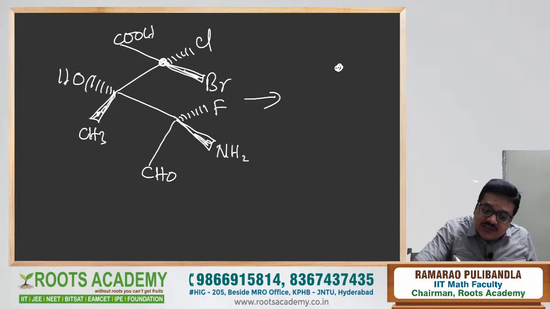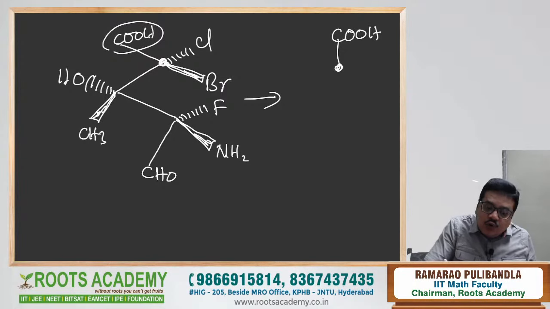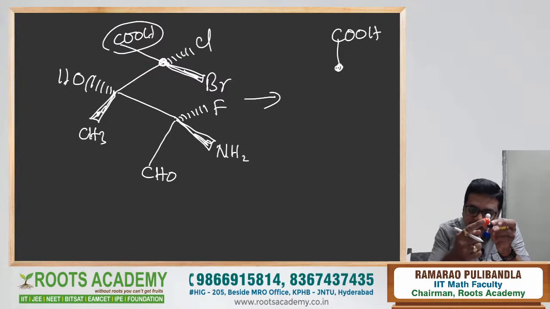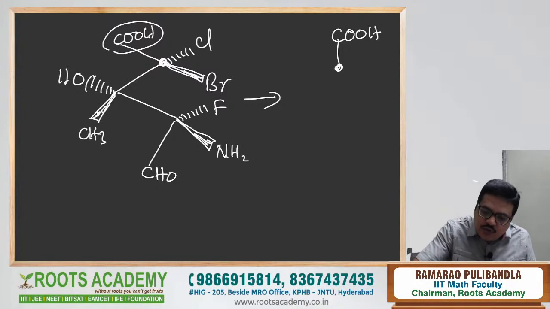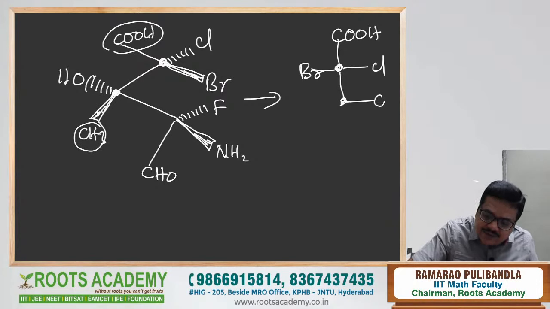Now first you write this is the junction. Who is there above? COOH. Who is observing you? Bromine. Who is away from you? Chlorine. Turn like this. Who is observing you? Bromine. So Br here, chlorine here. Next, this is the next junction. Now who is observing you? Methyl. Who is away from you? OH.